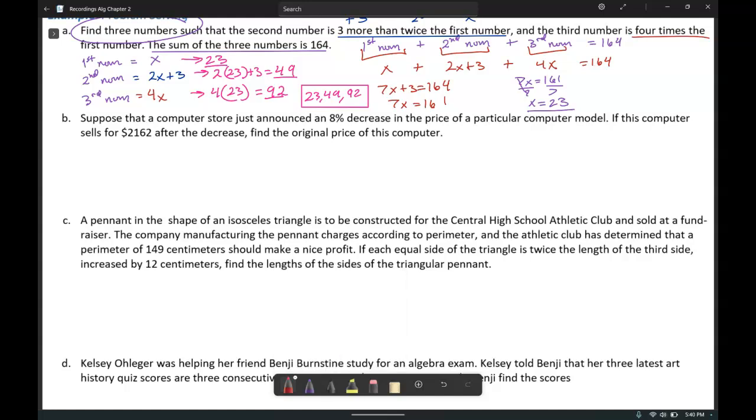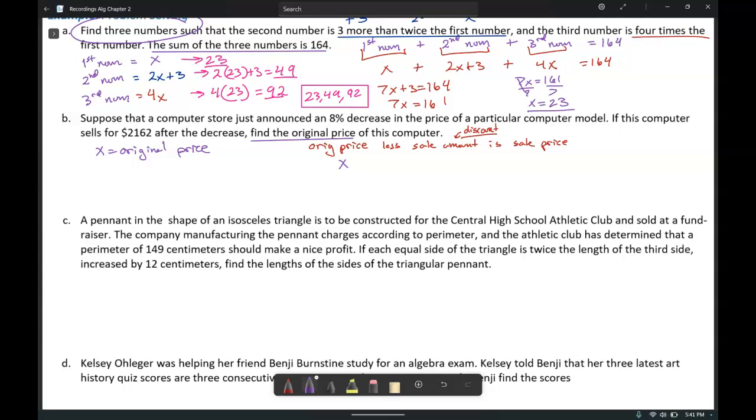We're modeling a sale. Whenever you have something on sale, it takes the original price and it subtracts the sale amount to give us the sale price. Think of the sale amount as the discount amount. Well, the original price is something that we don't know. Find the original price. The thing we don't know is typically our x value, our variable. So we will define x as the original price. Okay? So original price is x.